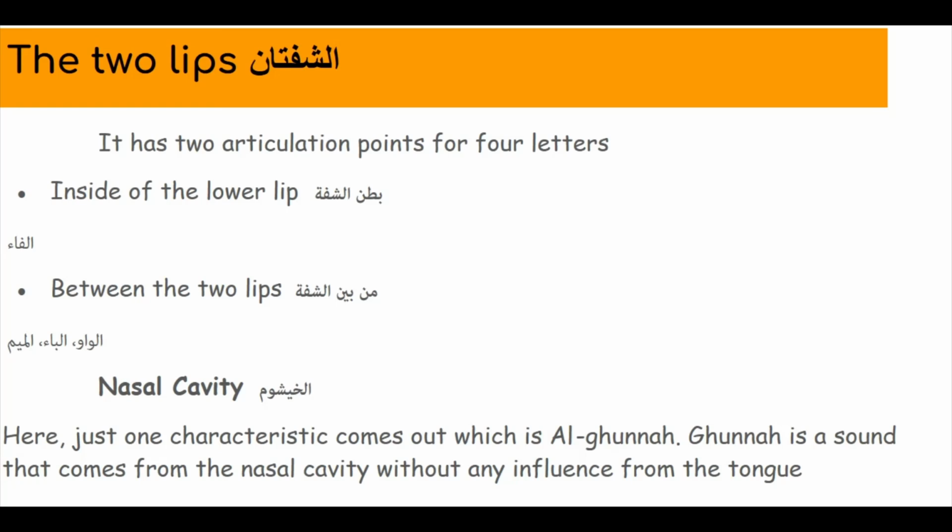And the last area we'll be talking about, the fifth area of articulation of letters, is al-khayshum, the nasal cavity or the nasal passage. There is only one letter, and it is not even regarded as a letter per se. It is a sound coming out from the nasal cavity, and the sound is regarded as al-ghunna.